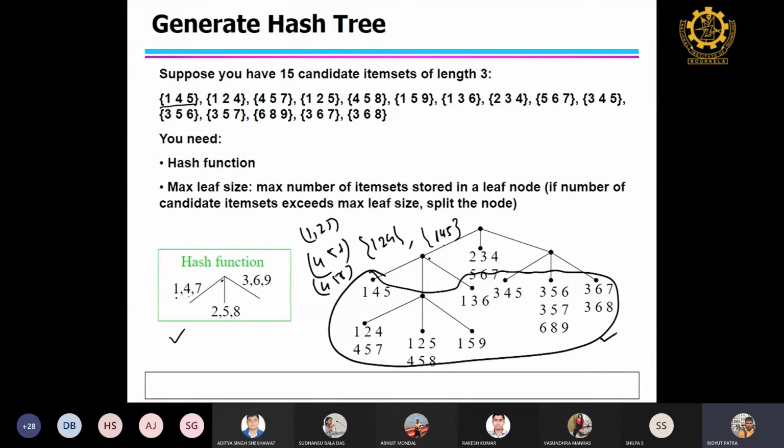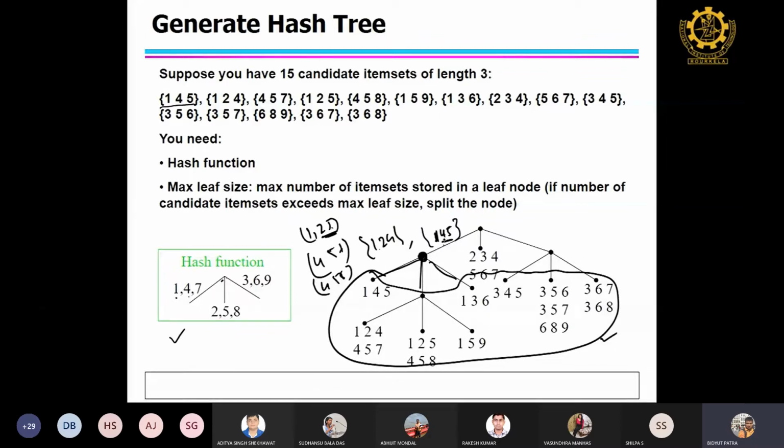Now if you see at this point, how many do you have? 1, 2, 3, 4, 5. Five item sets. But it was initially a leaf node, and I said the leaf node cannot have more than 3 item sets. Therefore you have to split this one. Once you split it, the same principle applies again. So already 1 is there. The next item was 145, right? So item 1 is already gone.